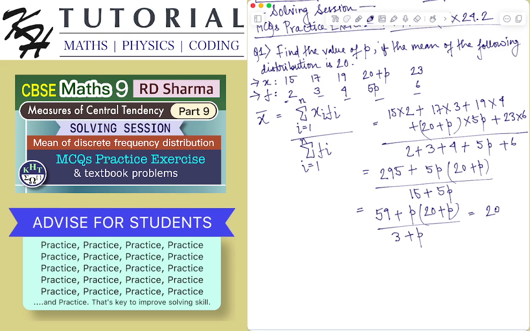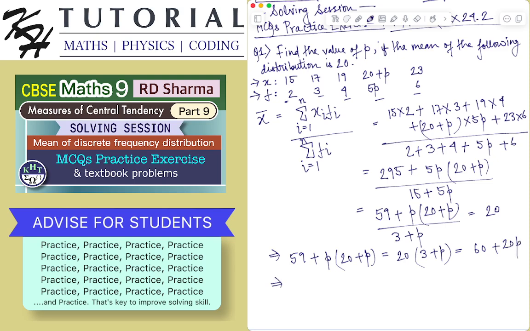So this is basically a quadratic. You will have a quadratic equation in p. I hope you are familiar with solving a quadratic equation. Let's see. If I do cross multiplication, I have 59 plus p into 20 plus p is equal to 20 into 3 plus p, which is equal to 60 plus 20p.